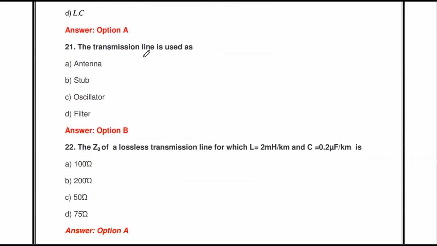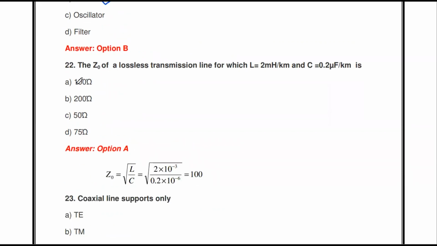Then the next one: the transmission line is used as an antenna, stub, oscillator, or filter. The transmission line is used as a stub. In transmission lines, we studied single stub and double stub matching. In order to provide impedance matching between a source and a load, we insert a stub, single stub or double stub. So simply, the transmission line is used as a stub.